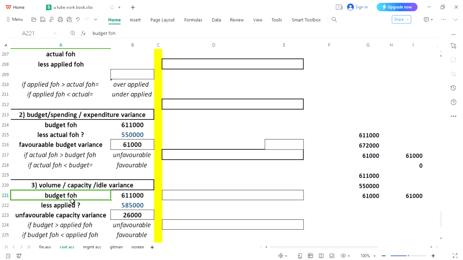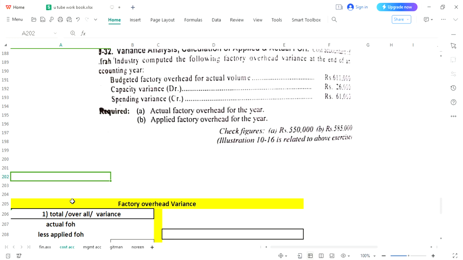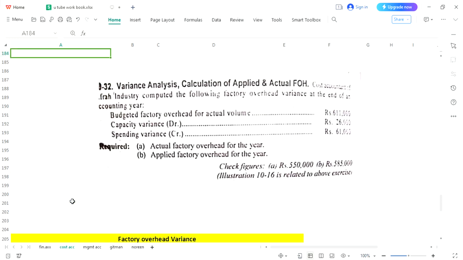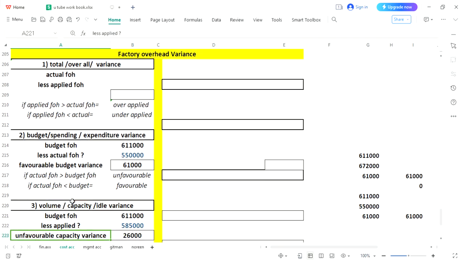So this is the solution of question number 32, 10.32. It has been completed and hopefully you people have understood it well.